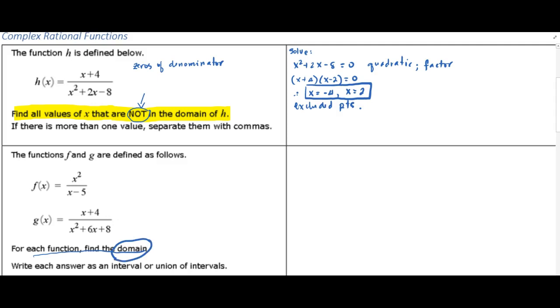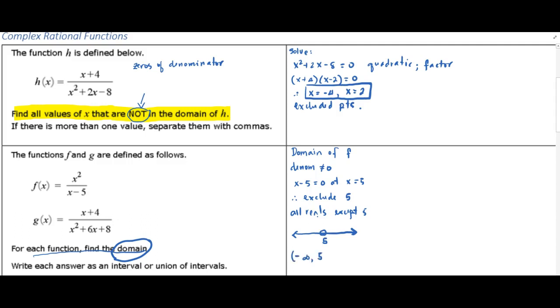In the next problem, we are to find the domain. So looking at f, we see that the denominator is x minus 5 and we don't want that to be 0. Therefore, to get the domain of f, we just exclude 5. So the domain is all reals except 5. Graphically, that means the entire number line except the puncture at 5.